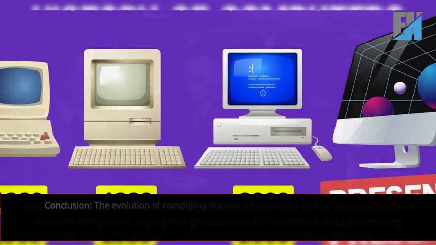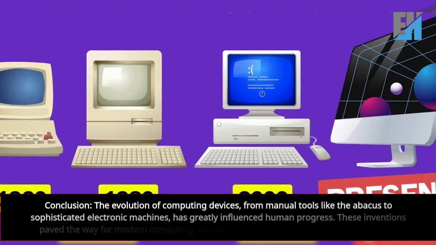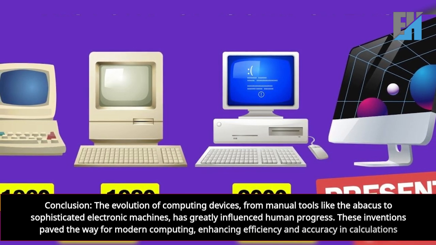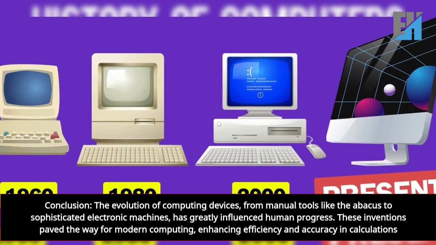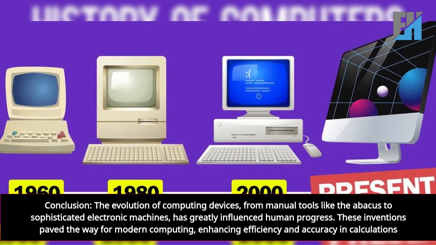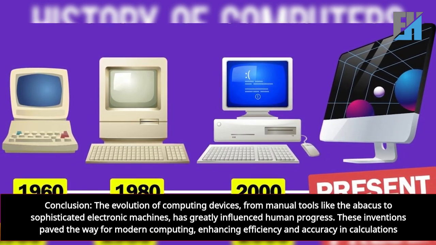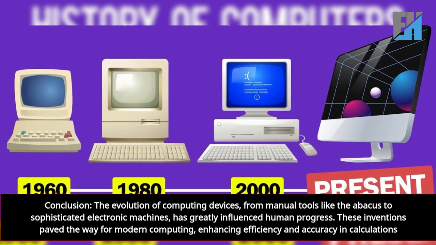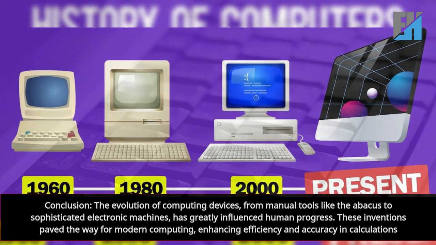processing. Conclusion: the evolution of computing devices, from manual tools like the abacus to sophisticated electronic machines, has greatly influenced human progress. These inventions paved the way for modern computing, enhancing efficiency and accuracy in calculations.